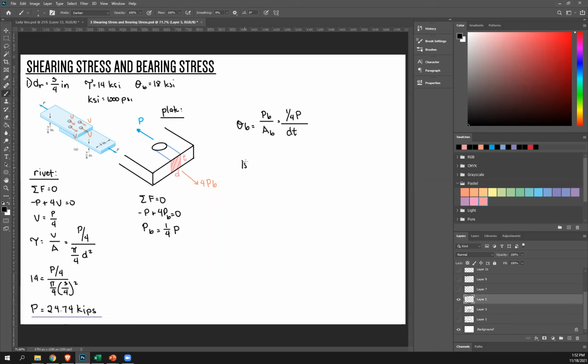Now let's sub in our values. 18 equals 1/4 P, or P over 4, all over the diameter, again 3/4, and then the thickness, given as 7/8. From this, please solve for P.